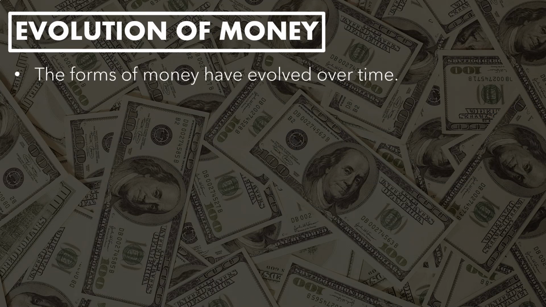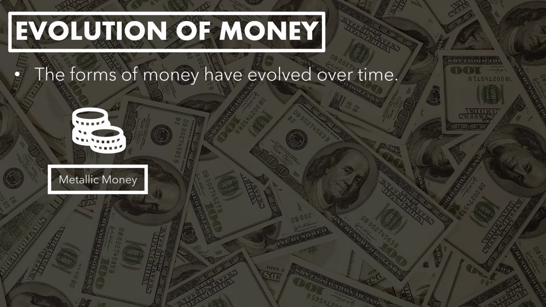So over time, money has evolved. Its structure and its physical appearance have also significantly changed. Earlier, there used to be metallic money, which was gold and silver coins. And each type of coin represented a different value. So silver coins were relatively less valuable than gold coins, and bronze coins were relatively less valuable than silver coins.